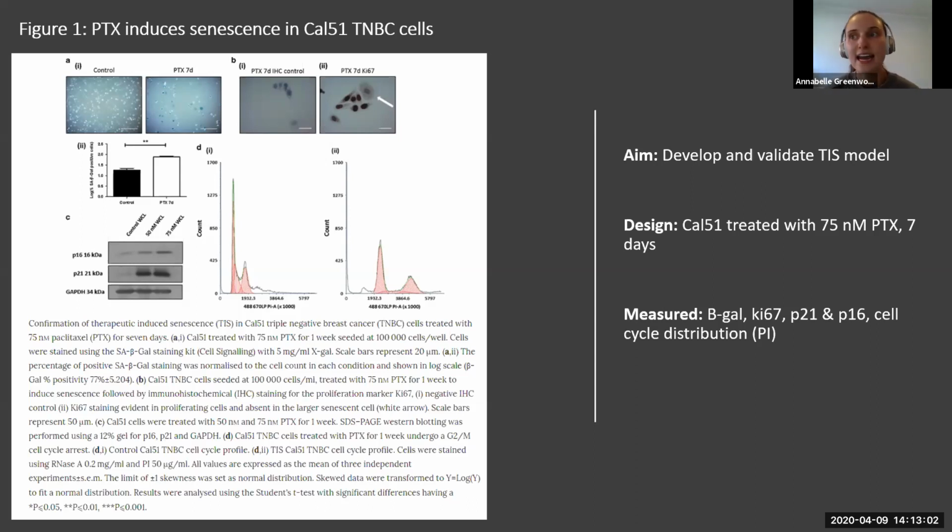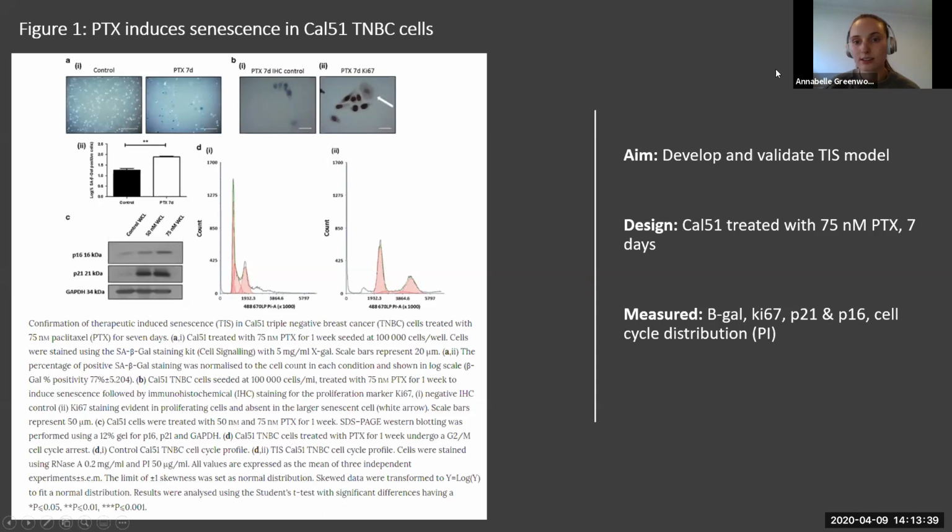In C, they do a Western blot analysis of P16 and P21. These are cell cycle inhibitors, and in combination, these proteins are actually quite good to distinguish between senescent cellular phenotypes and other cellular phenotypes. And then in D, they stained the cells with propidium iodide and did flow cytometry analysis to assess the cell cycle distribution. So you can see quite a change there in terms of that.